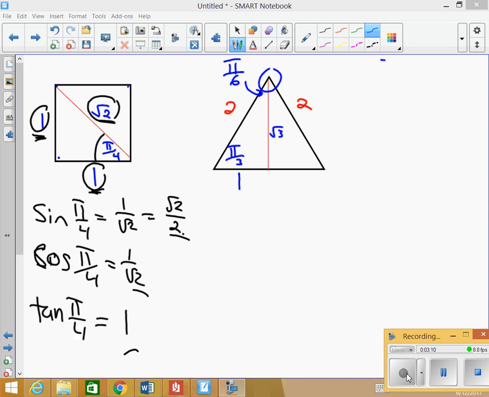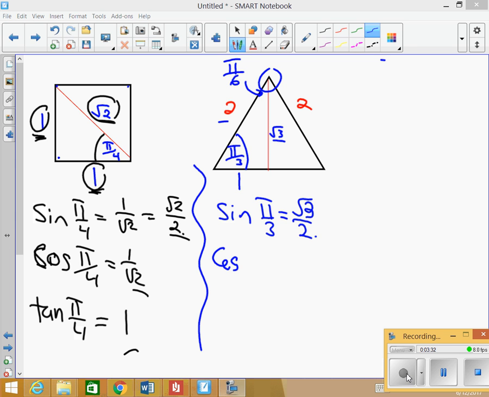From this, we can derive some special angle relationships. We'll start with pi over 3. Sine of pi over 3 is going to be equal to root 3 over 2. Cos of pi over 3 is going to be 1 over 2, or 1 half. And tan of pi over 3 is going to be root 3 over 1.